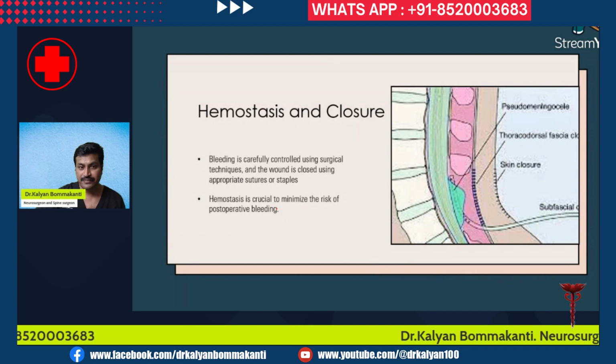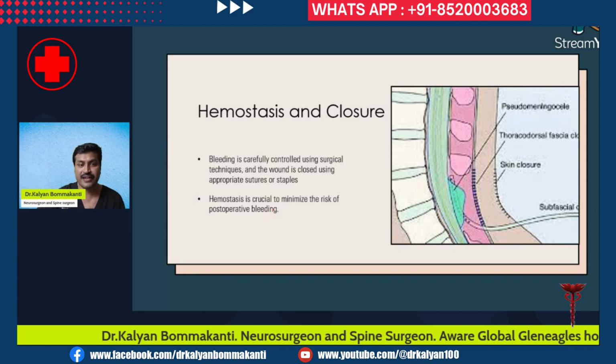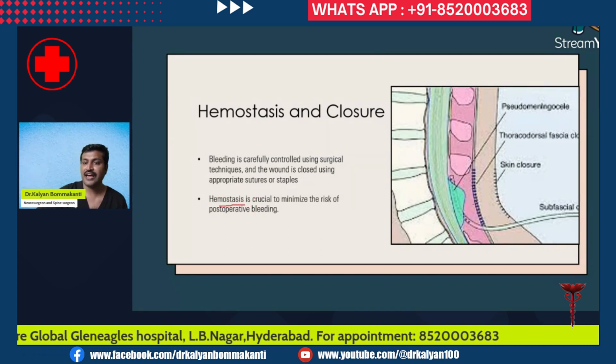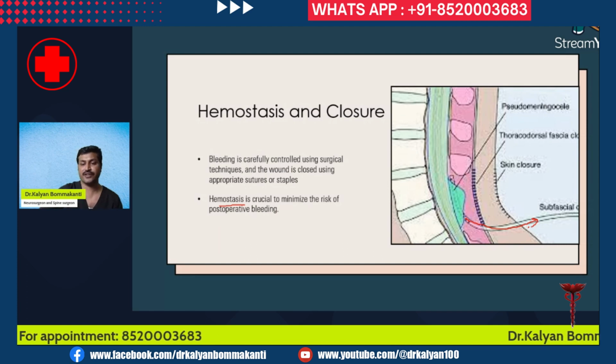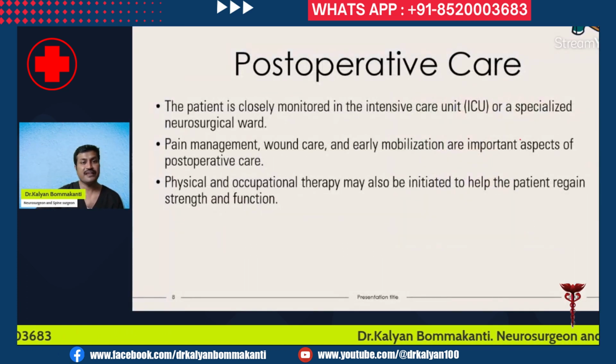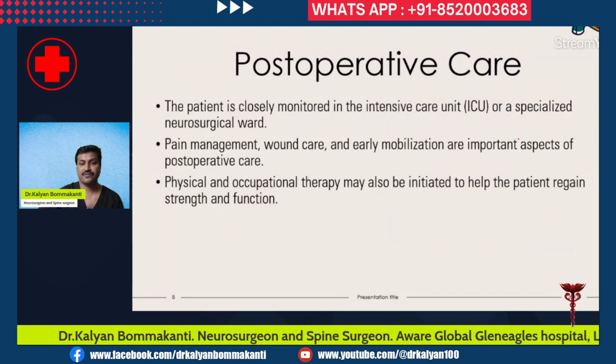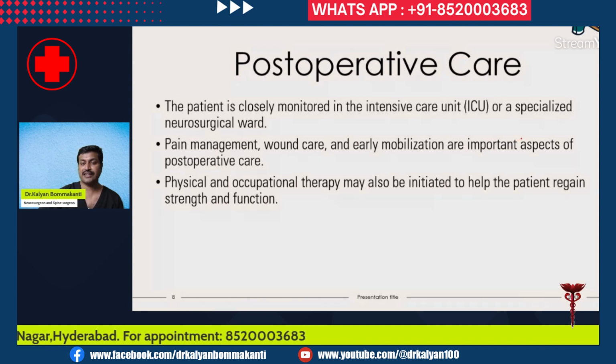Controlling bleeding is very important. You ensure perfect hemostasis. You ensure that the bleeding is completely controlled and then the wound is closed using appropriate sutures. The hemostasis is crucial to minimize the risk of postoperative bleeding, and you usually place a drain so that if at all there is some bleeding, the blood comes out of the drain. The patient is closely monitored in an intensive care unit or a specialized neurosurgical ward. Pain management, wound care, and early mobilization are important aspects of postoperative care. Physical and occupational therapy may also be initiated to help the patient regain strength and function.